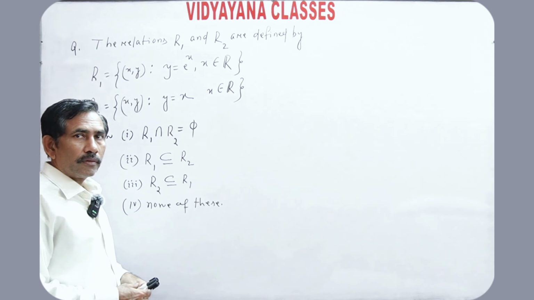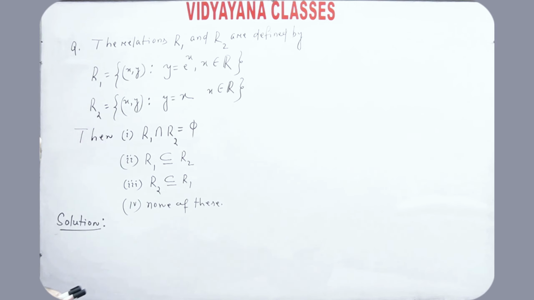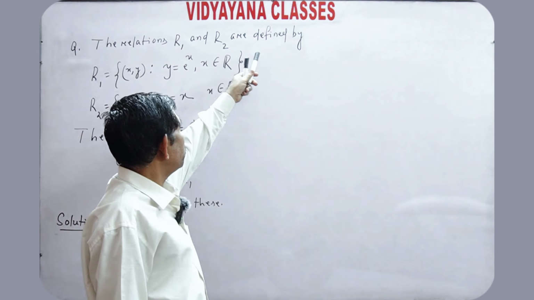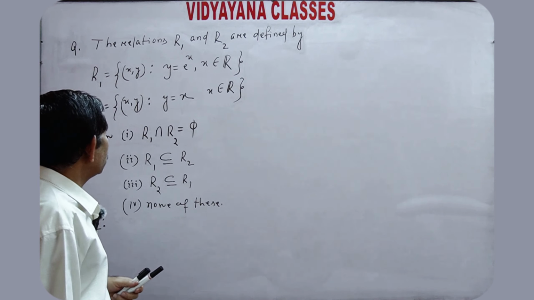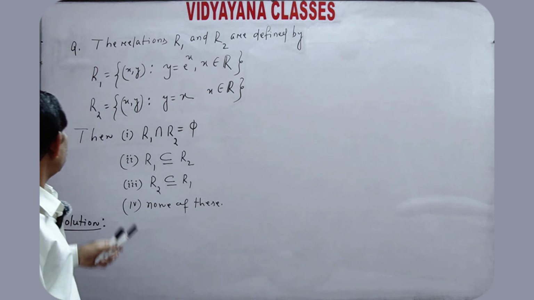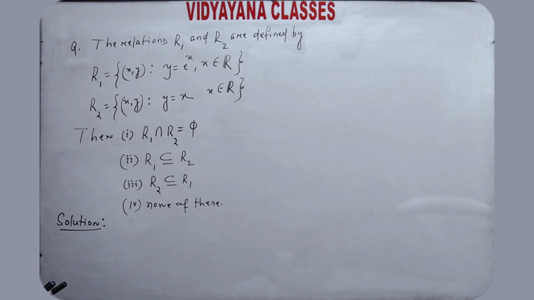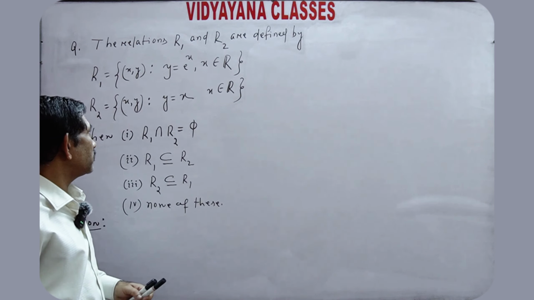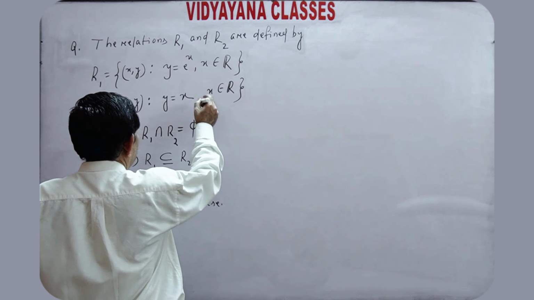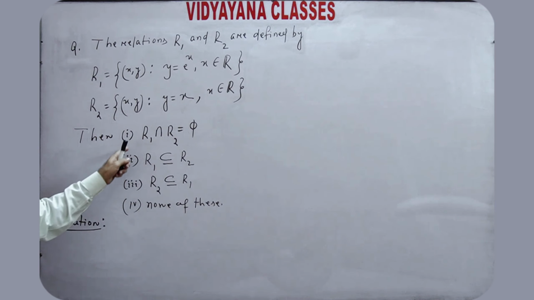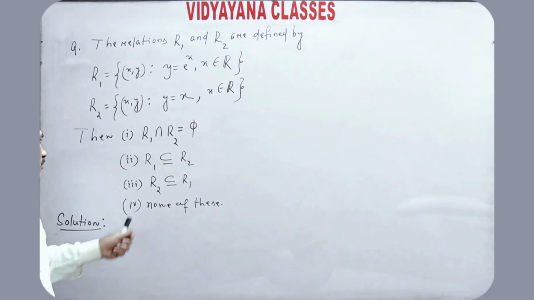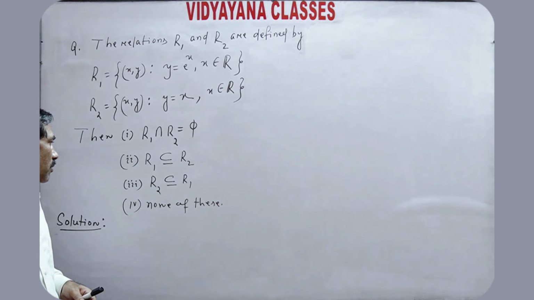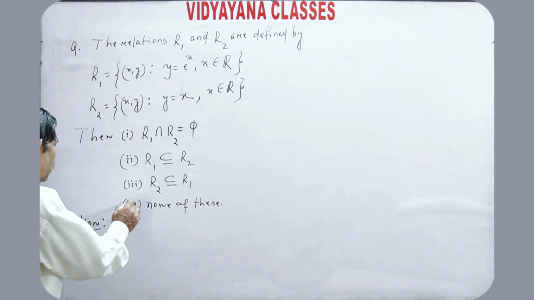Note down. Next question. The relations R1 and R2 are defined by R1 is the collection of ordered pairs (x, y) such that y is equal to e to the x, x belongs to the real set. R2 is the collection of ordered pairs (x, y) such that y is equal to x, x belongs to the real set. Then, first option: R1 intersection R2 is equal to phi; second option: R1 is a subset of or equal to R2; third option: R2 is a subset of or equal to R1; fourth option: none of these.